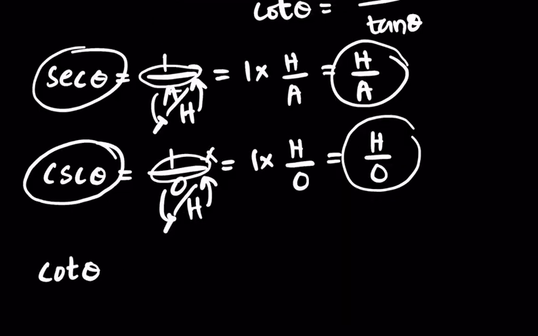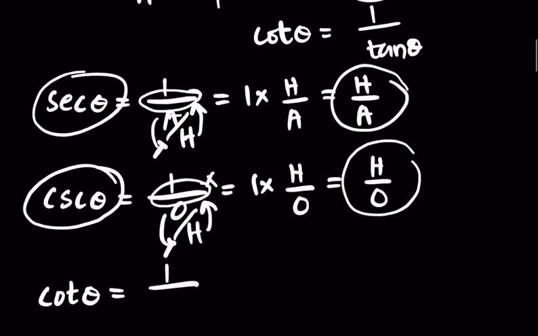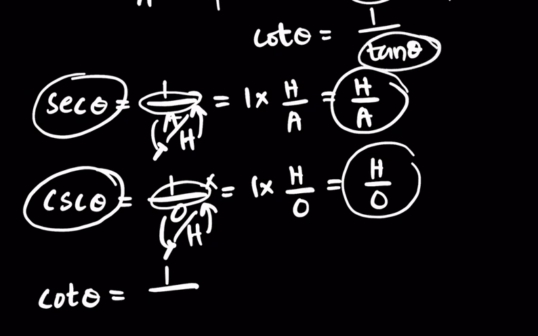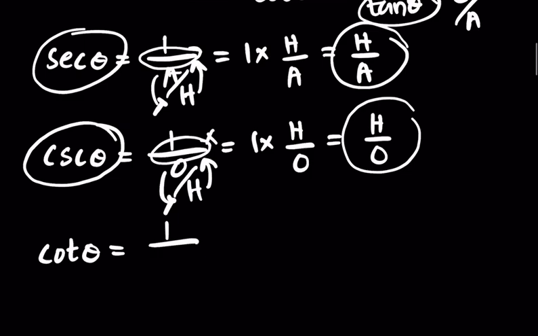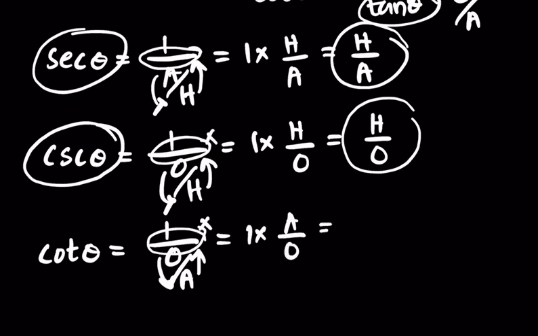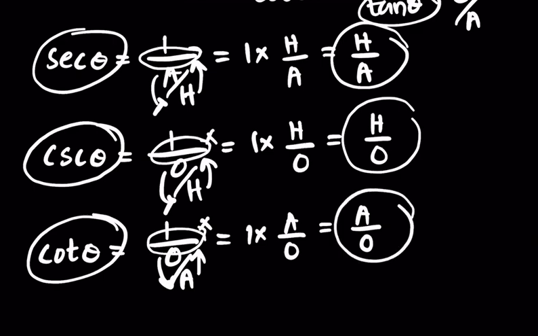Cotangent theta equals 1 over tangent theta, but this tangent theta is the ratio of opposite over adjacent. So replace this by opposite over adjacent. Change this to division and this will flip up and down. So 1 times adjacent over opposite becomes adjacent over opposite. So cotangent theta is the ratio of adjacent over opposite in a right triangle.